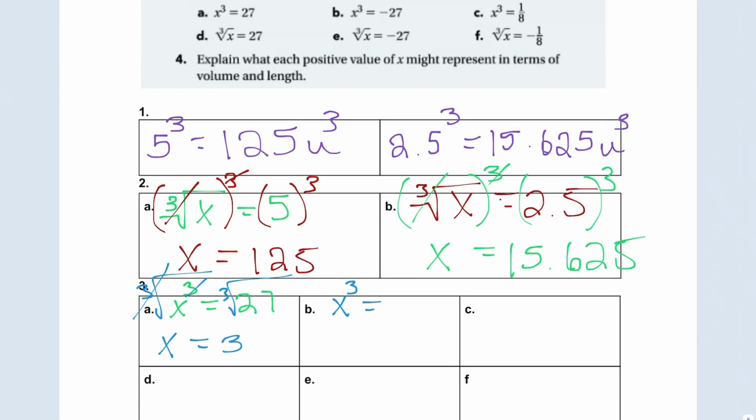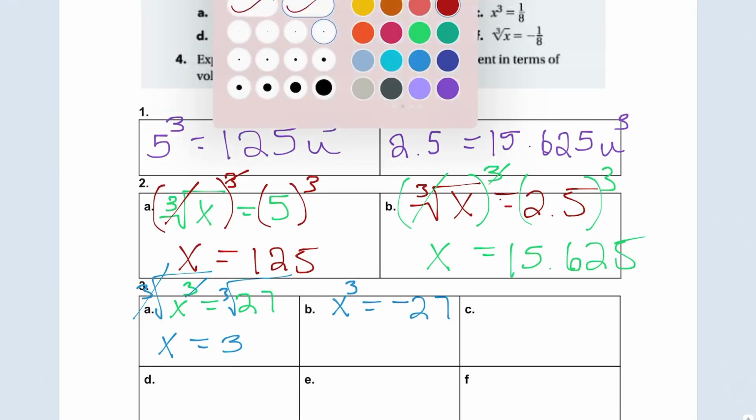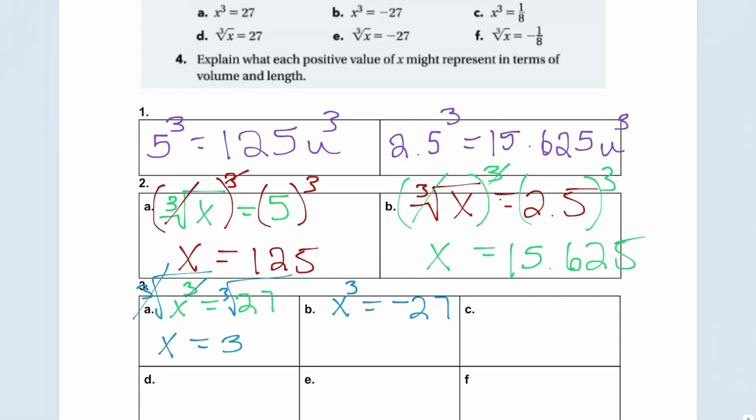I have x cubed is equal to negative 27. And you might be thinking, well, Mr. RG, can I take the cube root of something negative? Well, let's take a look. If I take the cube root of both sides, right, these are going to cancel out. I'm left with x.